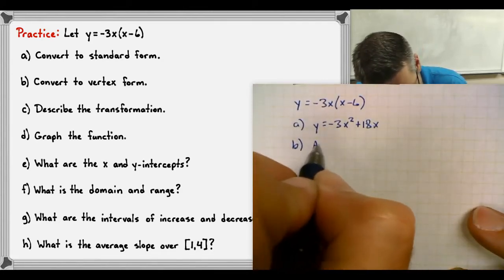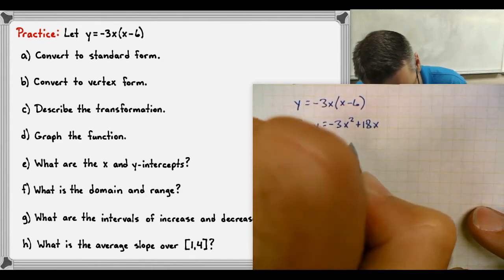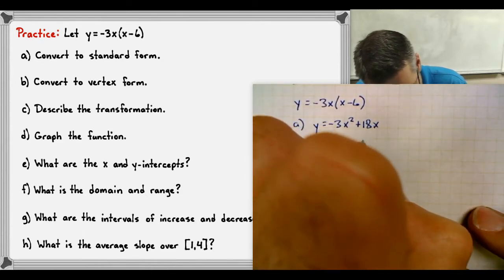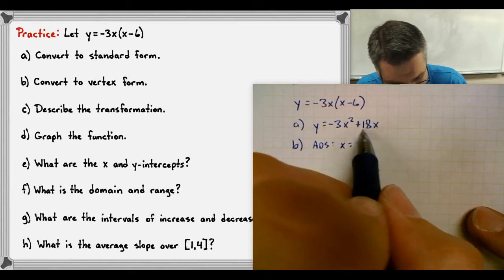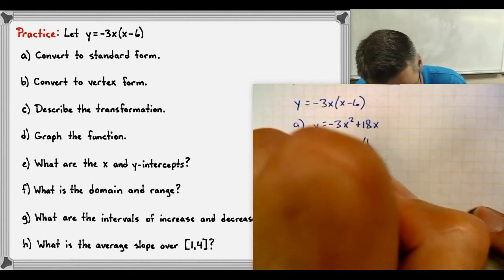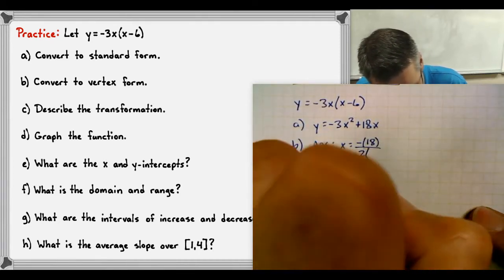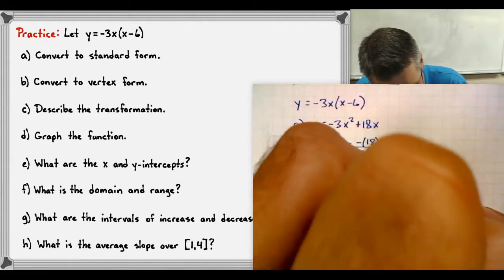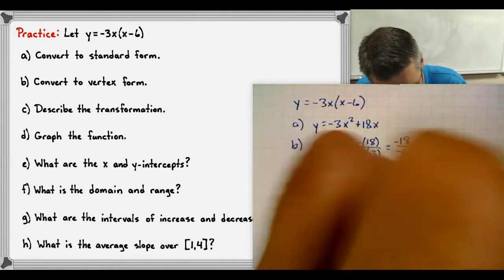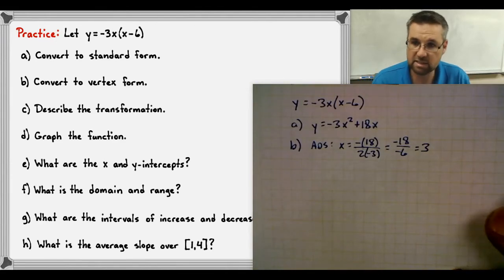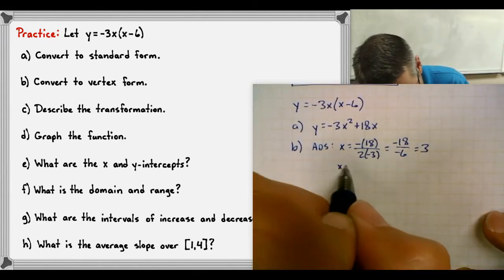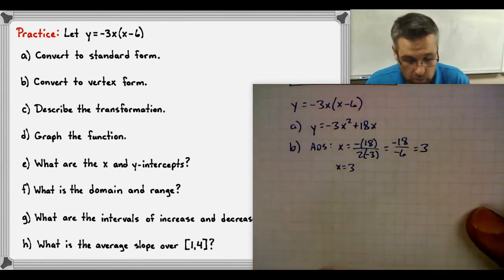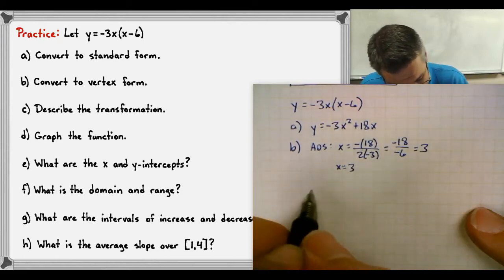So we'll find our axis of symmetry. That'd be x equals negative b over 2a. What's b? B is the number in front of the x. So negative 18 over 2 times negative 3. That simplifies to negative 18 over negative 6, which is 3. Our axis of symmetry is x equals 3. Then we want to plug that into our equation.